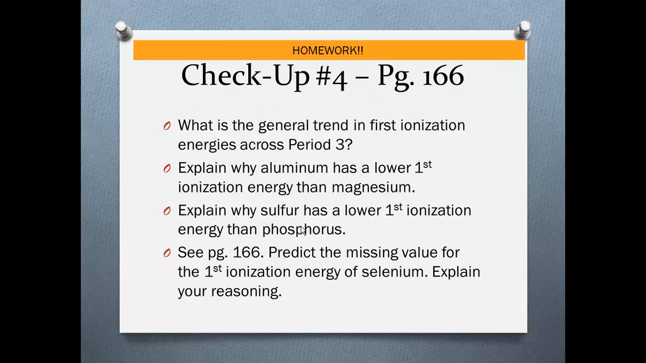All right, last question. What is the general trend in first ionization energies across period 3? Explain why aluminum has a lower first ionization energy than magnesium, and explain why sulfur has a lower ionization energy than phosphorus. See page 166, predict the missing value for the first ionization energy of selenium, and explain your reasoning.